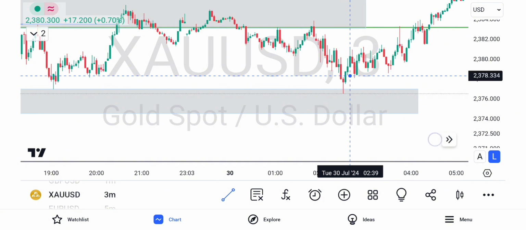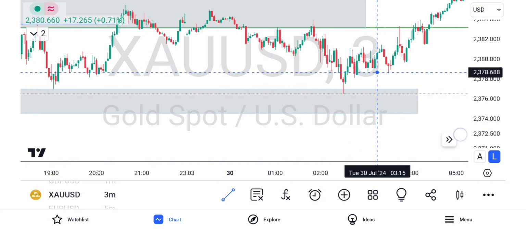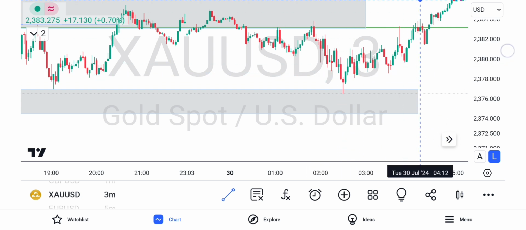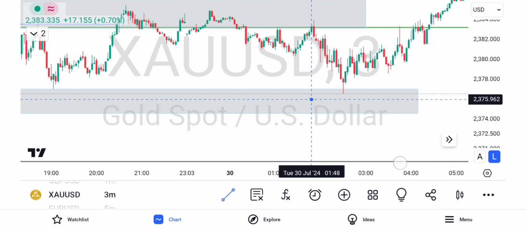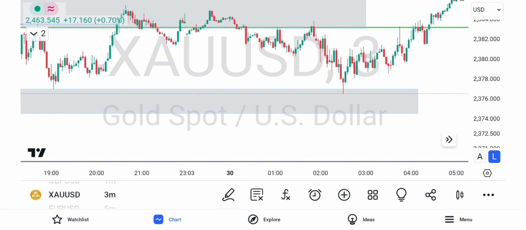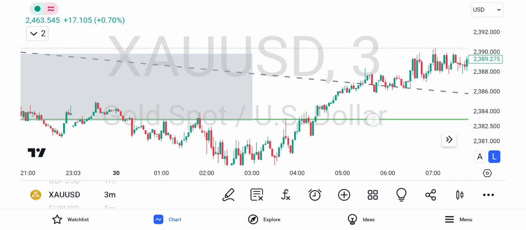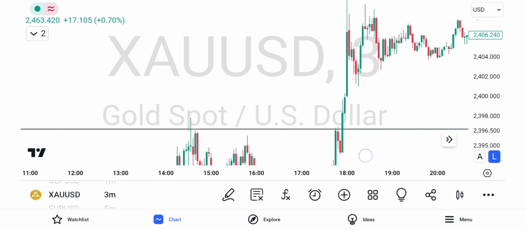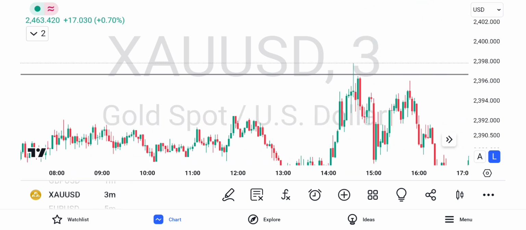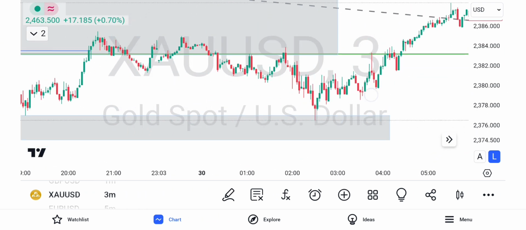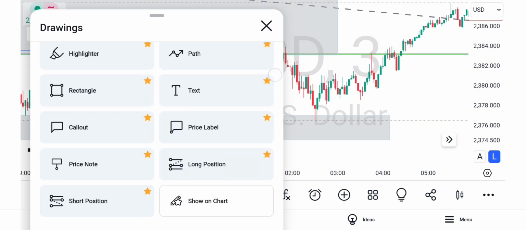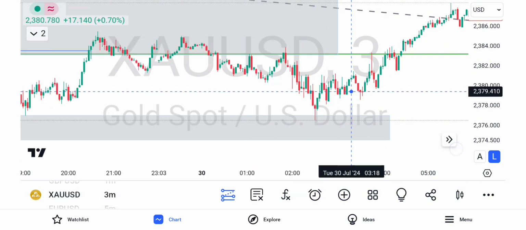Return to this fair value gap, and look at how price walked around here and then it swinged up, giving us over 1,000 pips. In this case, just imagine you took a long around here.